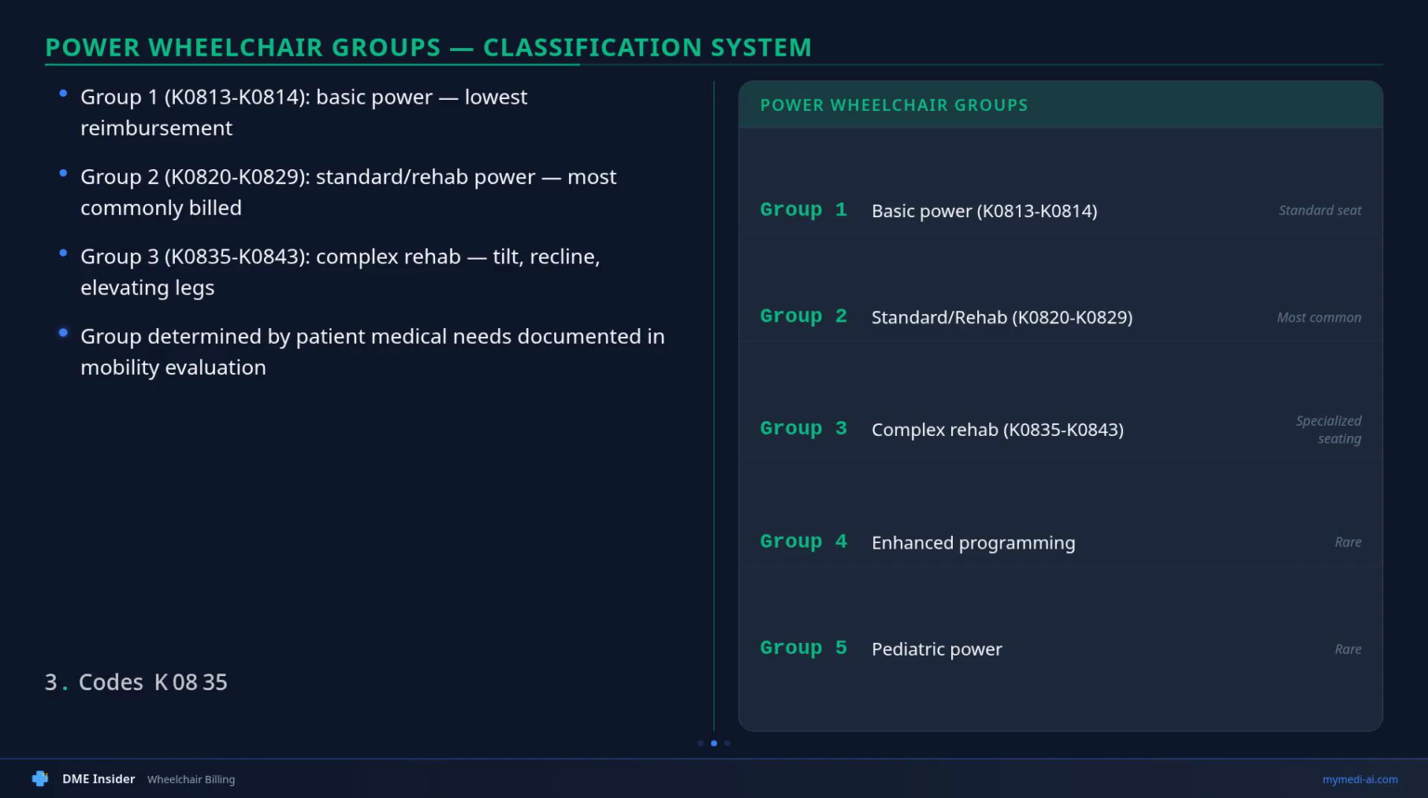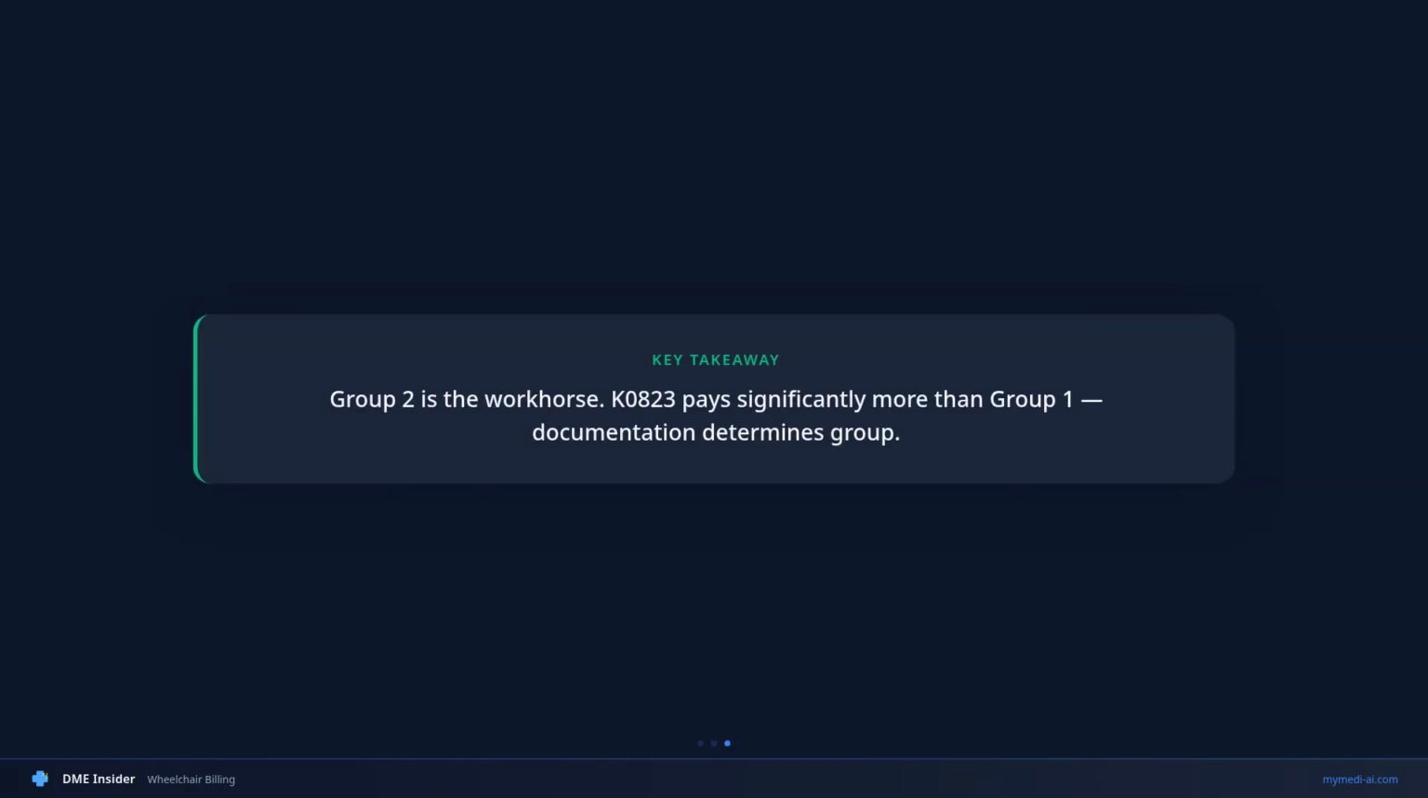Group 3, codes K0835 through K0843, are complex rehab power wheelchairs. These are for patients with significant mobility limitations who need specialized seating, tilt, recline, or elevating leg rests. Groups 4 and 5 exist, but are rarely billed. Group 4 adds enhanced programming capabilities, and Group 5 includes pediatric power wheelchairs.